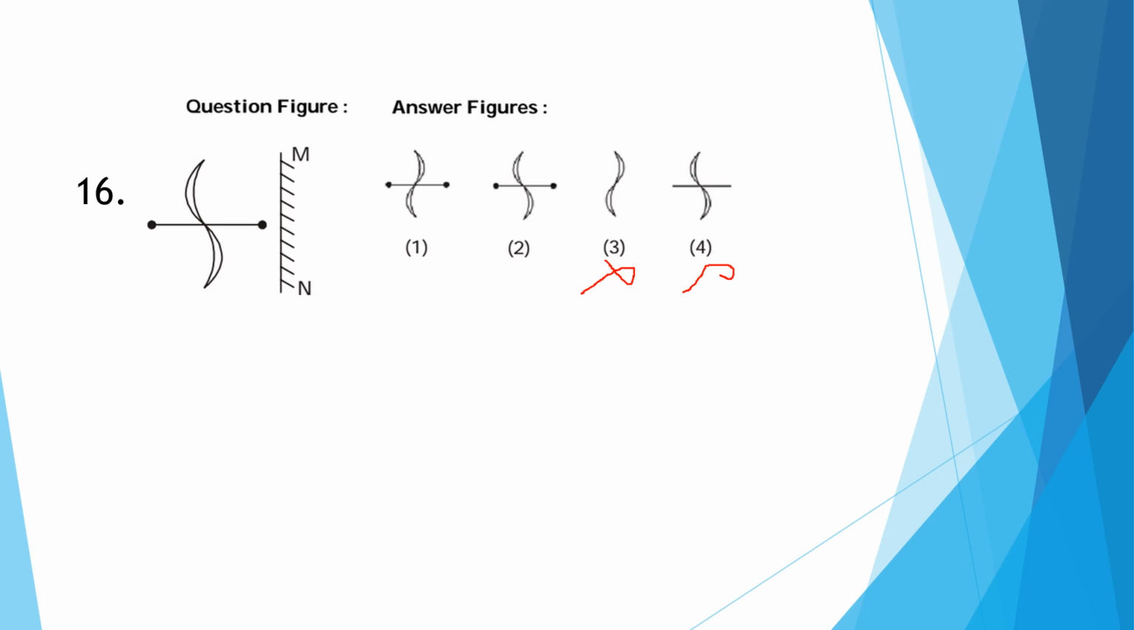You observe first and second answers. See this curve left side. So in mirror image, this curve turn like this. So in first option, this curve is like this. So first option is the correct answer. Second option is as it is the question figure. So this is also not a correct answer. So answer 1 is the correct option.